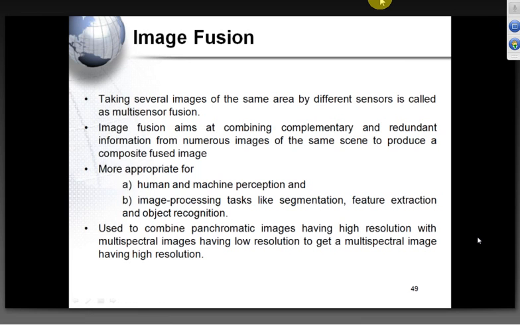Image fusion is a term that is applied before the change detection map is obtained. So these are the image fusion techniques. In this case, image fusion aims at combining complementary and redundant information from the numerous images of the same place to produce a fused image. It is used to combine panchromatic images having high resolution with multispectral images having low resolution.